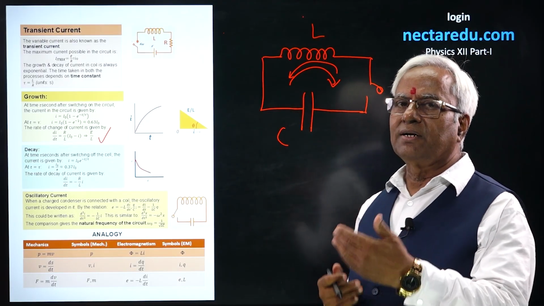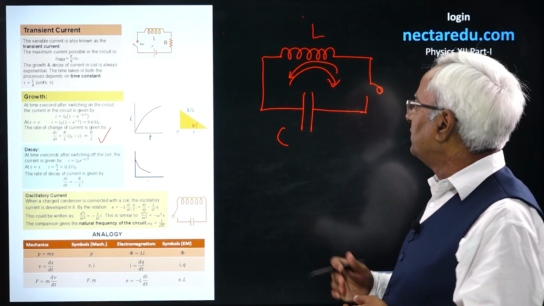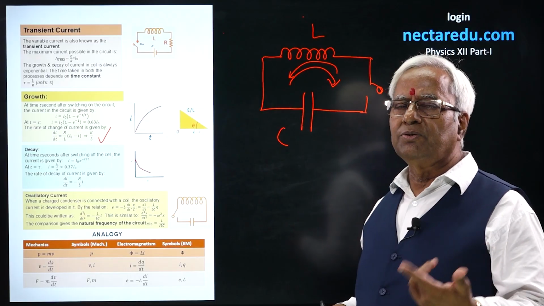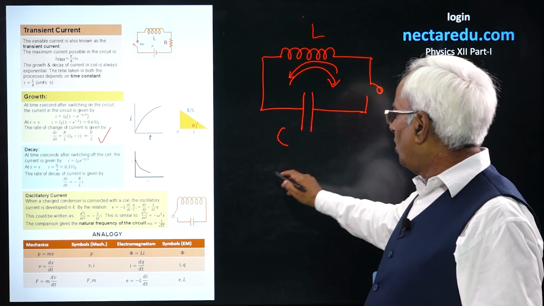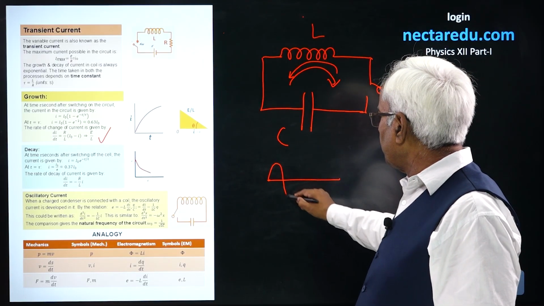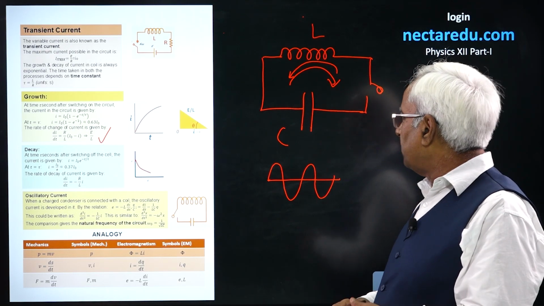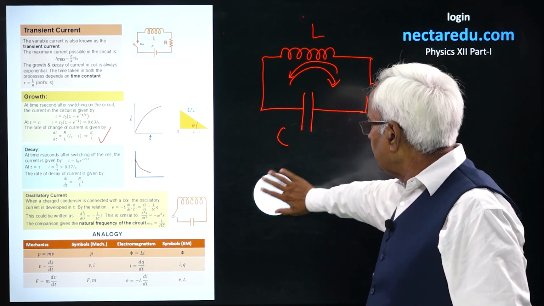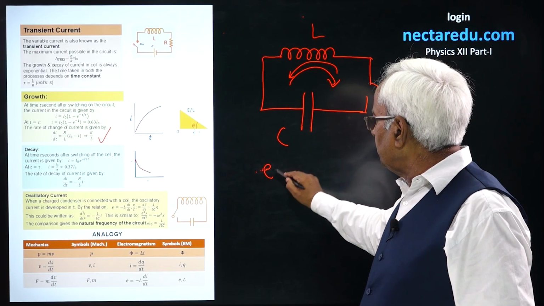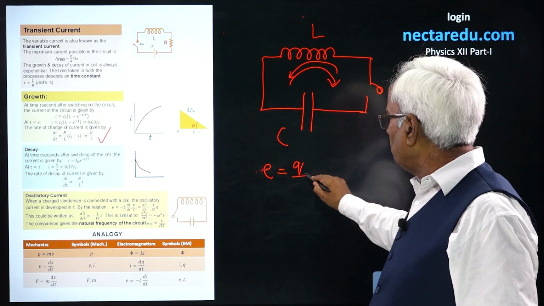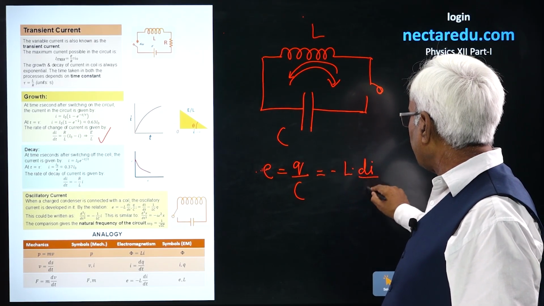When the current starts decreasing, some induced current will be produced in the same direction. When the current starts increasing, some induced current will be produced in the opposite direction. That is why oscillatory current is going to be produced this way. This is theoretical, but mathematically I could explain it this way: this induced EMF could be written as Q upon C, this is given as L di dt.